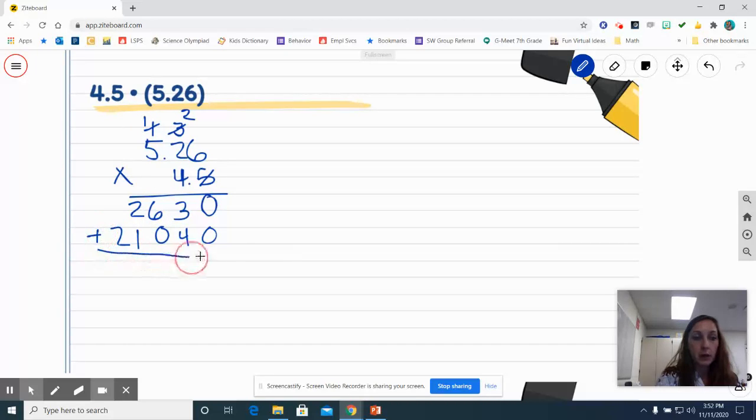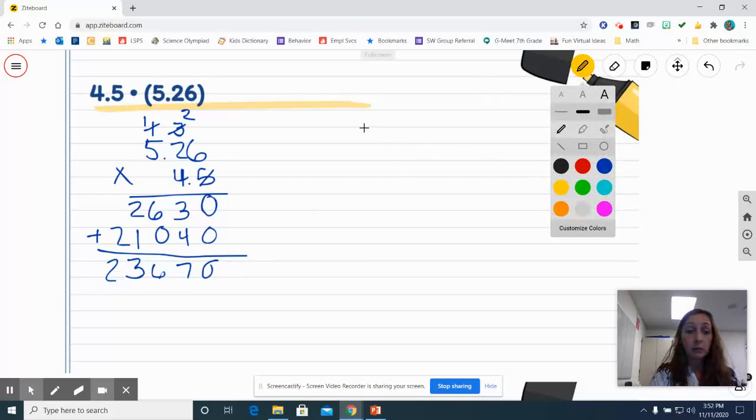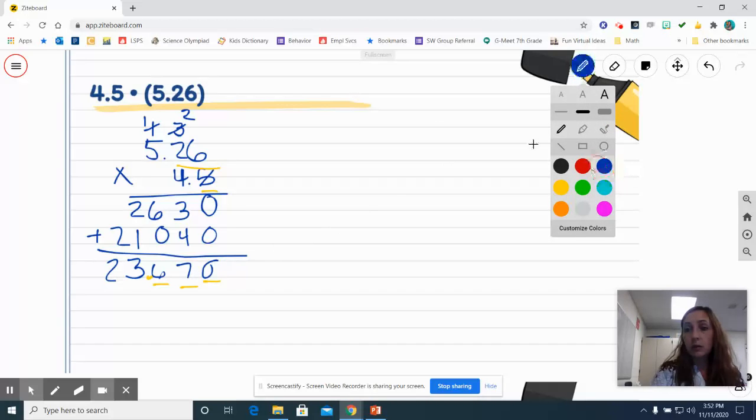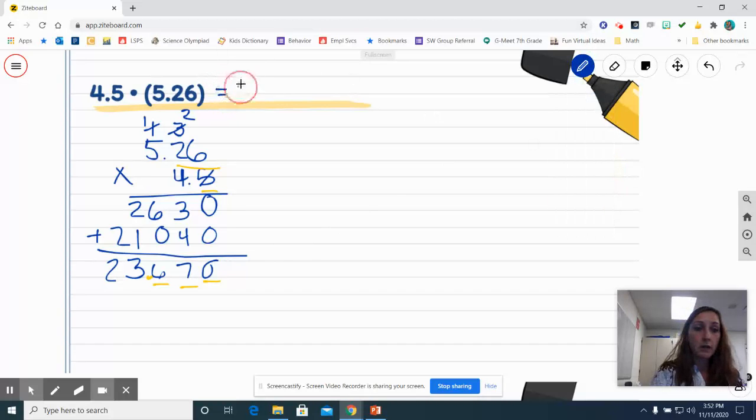We'll add these partial products. And now we just need to count those decimal places. There are 2 in the first factor and 1 in the second for a total of 3. So that would be 1, 2, 3. My answer will be 23 and 67 hundredths. There is no need for that 0 on the end of the number, so I'll leave that off. They are equivalent, but we don't need to show it.